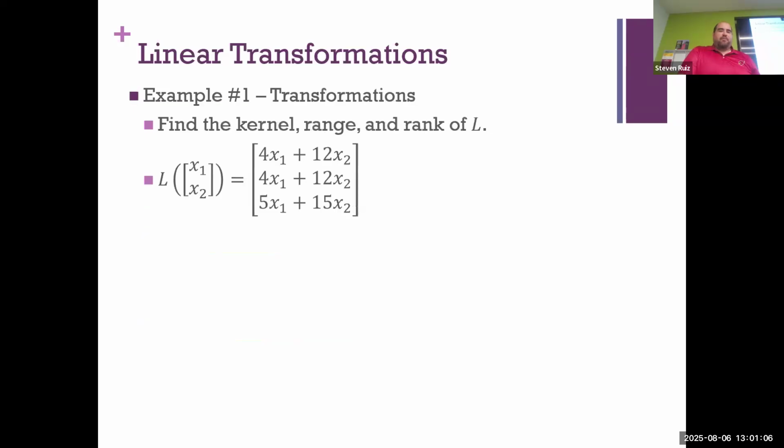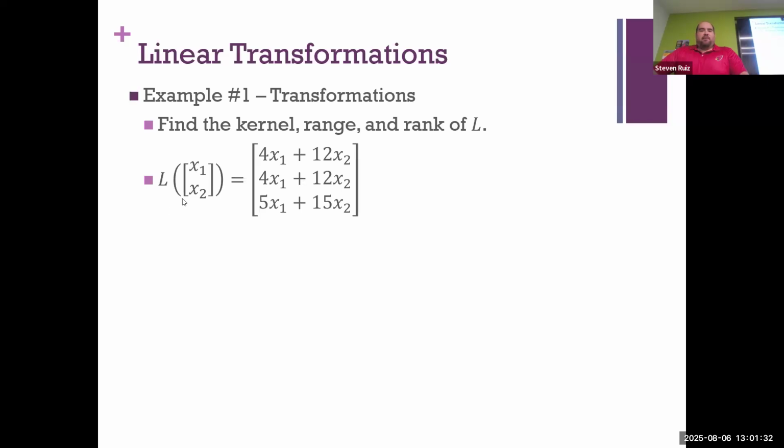to use. So here's a linear transformation, and I want to find these three things. I want to find the kernel, the range, and the rank of this transformation L. So let's just go one at a time. If we start with the kernel, what is the kernel of a transformation? What does that mean?